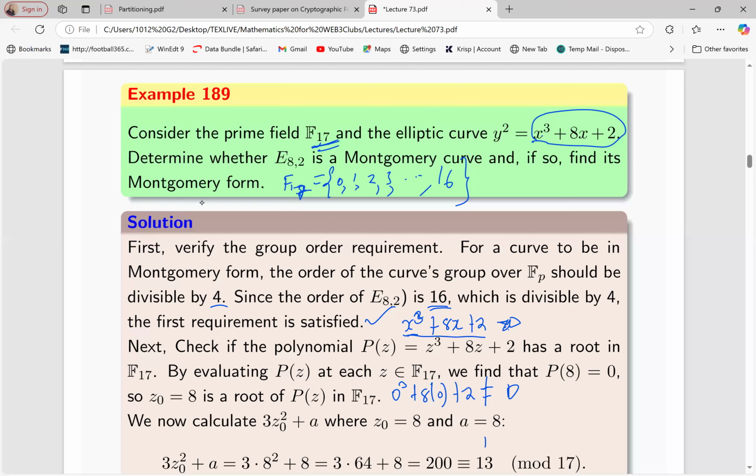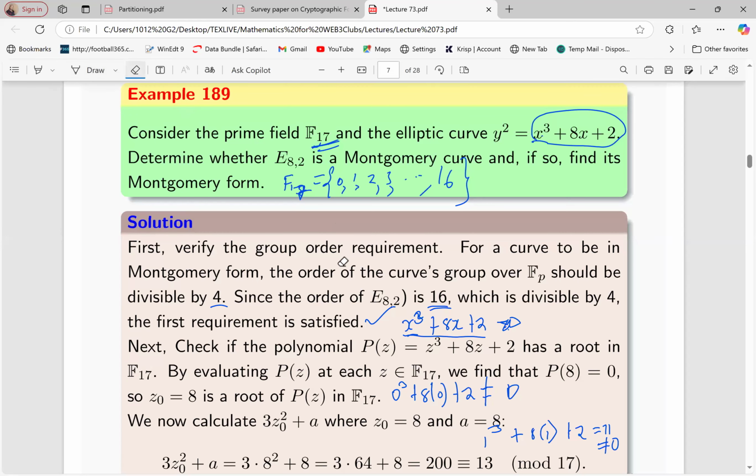That will be 1 cubed plus 8 multiplied by 1, then plus 2. And it looks like 11, which is not equal to 0, and therefore 1 is not a root. So that is what the Rust code will be doing, checking all of this. I checked up to 8, and I found that 8 was a root.